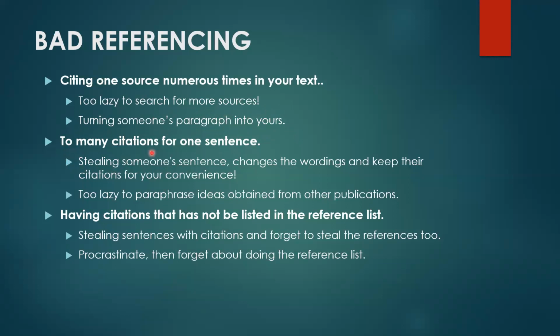Then the next one is too many citations for one sentence. This one is obvious. You steal somebody's paragraph or sentences where there are many citations. You chop it off, chop it off, chop it off. Maybe you have 3 lines. Now you keep all the citations that person had in that paragraph because you don't know which one to get rid of. So to play safe, you just keep all the citations. Then you end up having up to 5 citations just for 3 lines of information. I'm going to start to suspect you if you do that.